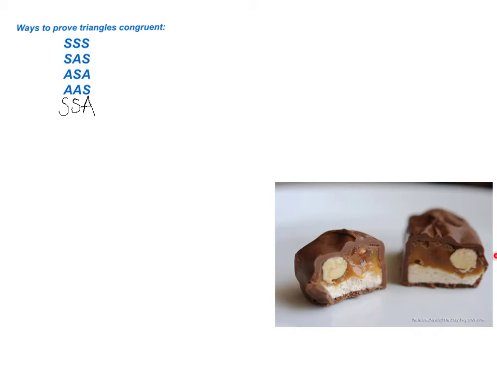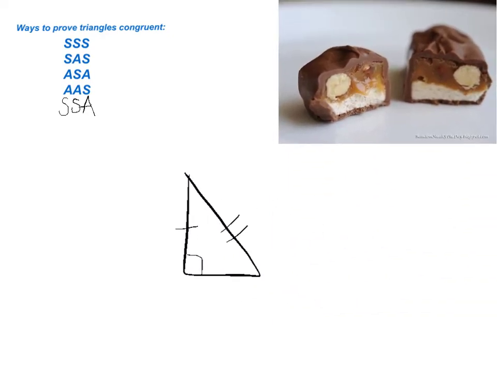By the way, this is a Snickers almond, if you wanted to know. That is my all-time favorite candy.